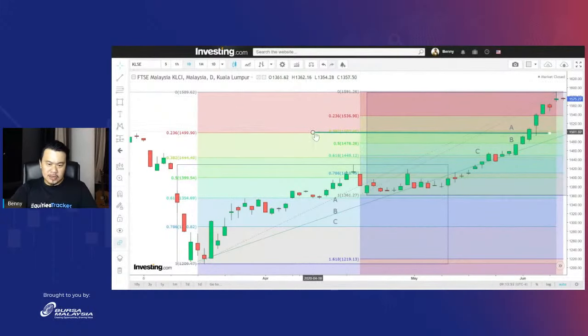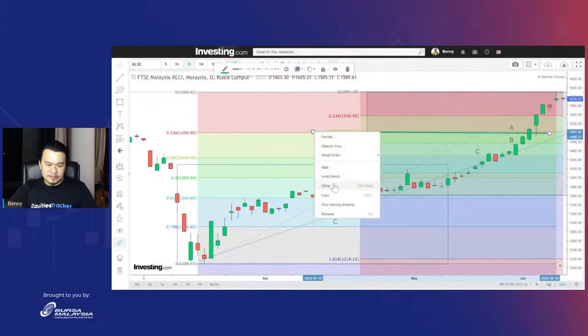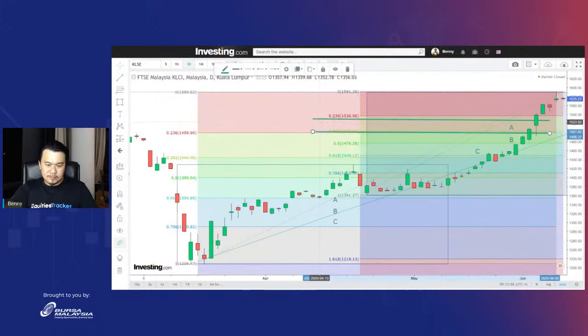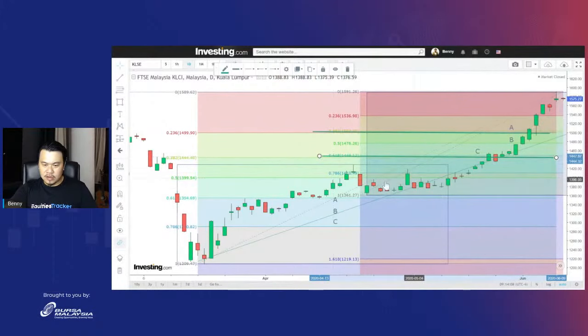Now there's also another one here. So if you notice, there's one here, where we have the 61.8% retracement from the new trend, and also 38.2% retracement from the old trend. Okay, this is the old trend numbers. This is the new trend numbers. So there are two confluence.